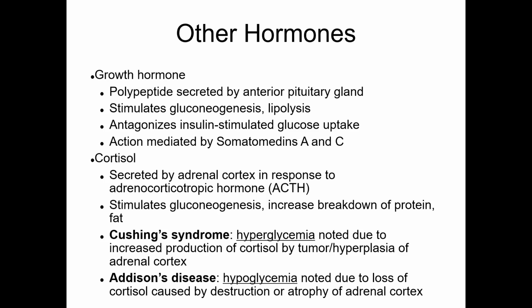Cortisol is secreted by the adrenal cortex in response to adrenocorticotropic hormone. It stimulates gluconeogenesis and increases the breakdown of protein and fat. In Cushing's syndrome, hyperglycemia is noted due to an increased production of cortisol by a tumor or hyperplasia of the adrenal cortex. In Addison's disease, you have hypoglycemia due to the loss of cortisol that's caused by the destruction or atrophy of the adrenal cortex.